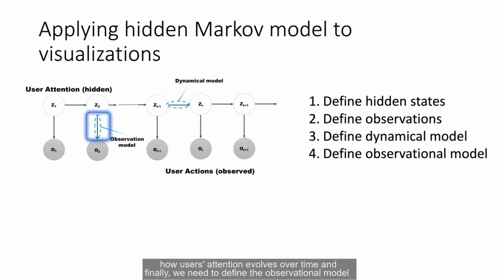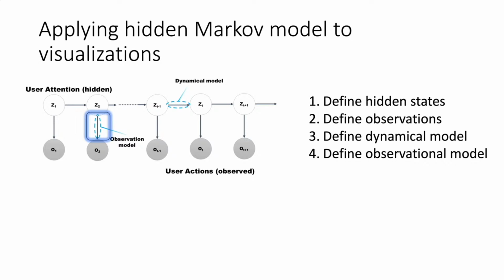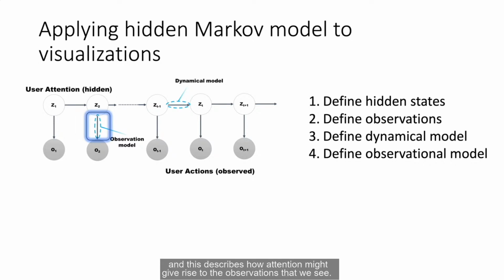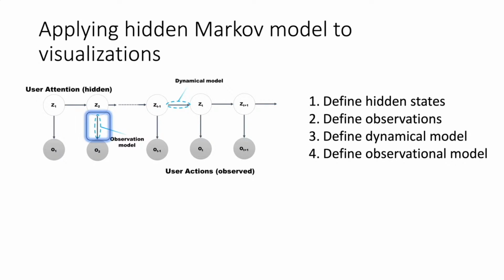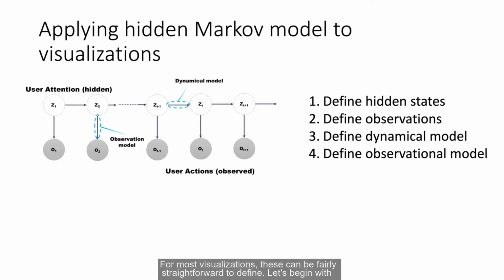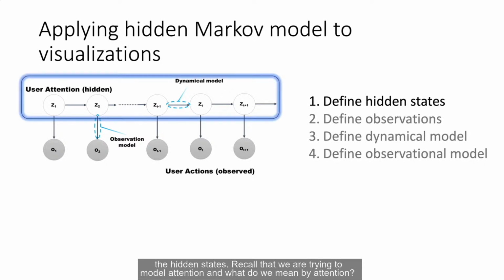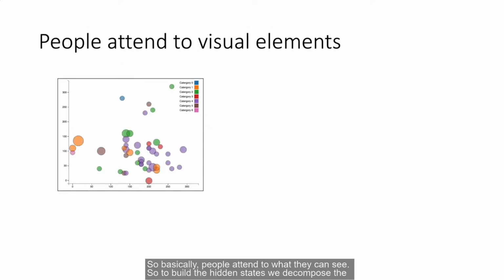And finally, we need to define the observational model. And this describes how attention might give rise to the observations that we see. For most visualizations, these can be fairly straightforward to define. Let's begin with the hidden states. Recall that we are trying to model attention. And what do we mean by attention? Well, basically, people attend to what they can see.